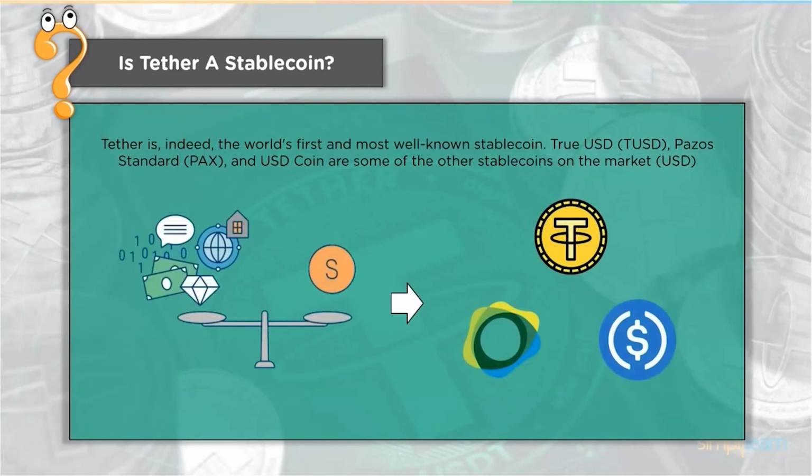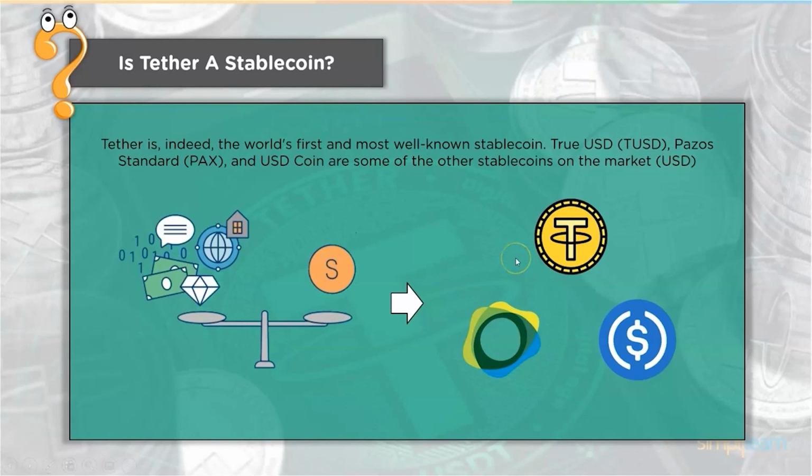TrueUSD, Paxos Standard, and USD Coin are some of the other stablecoins on the market. Other stablecoins, on the other hand, use other sorts of collateral. Some are backed by fiat currencies such as the euro or the yen, while others are backed by commodities like gold and silver.